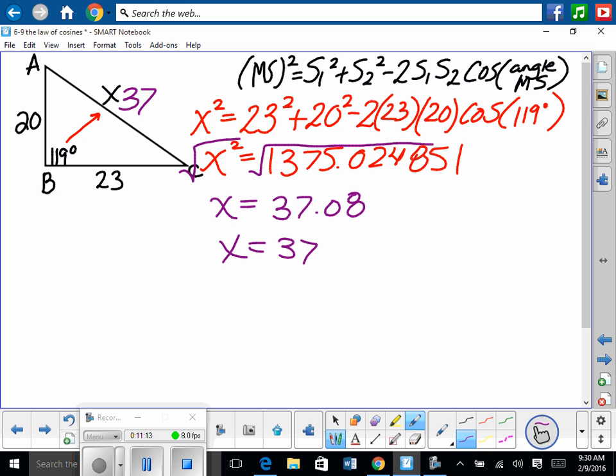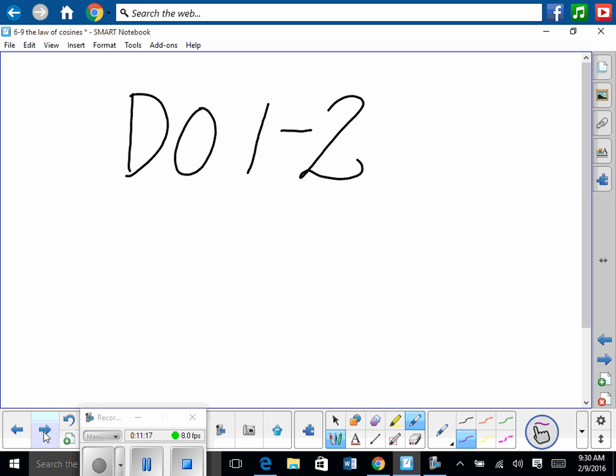We're all good. Okay, so I'm going to have you practice some off the worksheet and then we'll do some more. So you're doing 1 and 2. Now remember, we're using the law of cosines in these two examples to find a missing side.